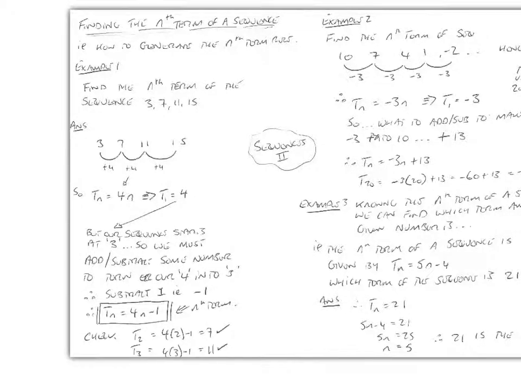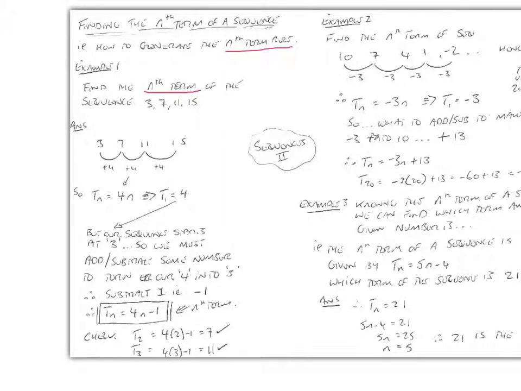Okay, so in the first video we used the nth term rule to find the value of terms at different positions in a given sequence. Now we're going to learn how to generate or find the nth term rule for a given sequence. So here's an example here. Find the nth term rule.